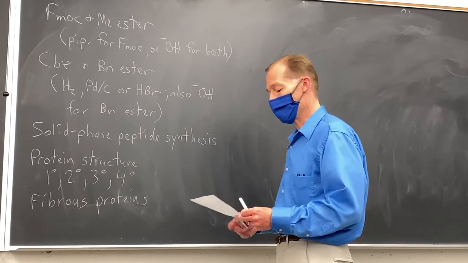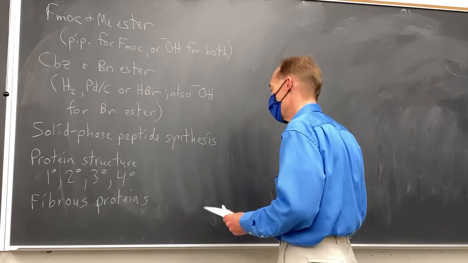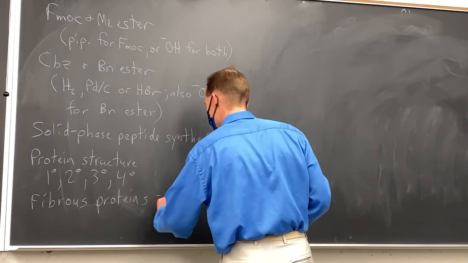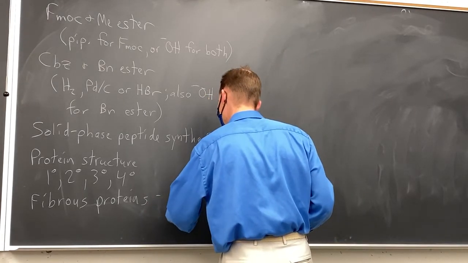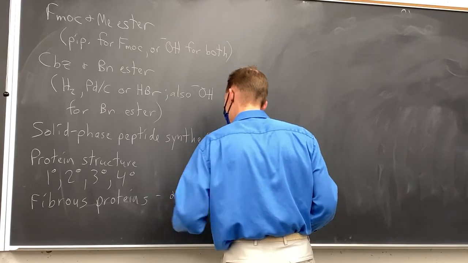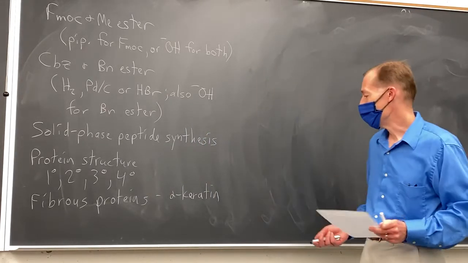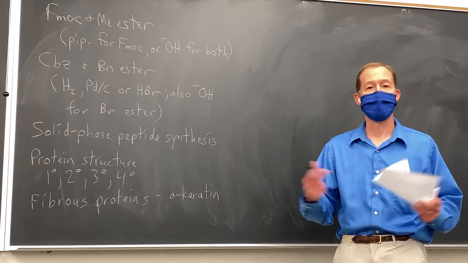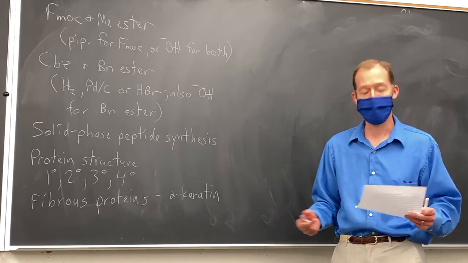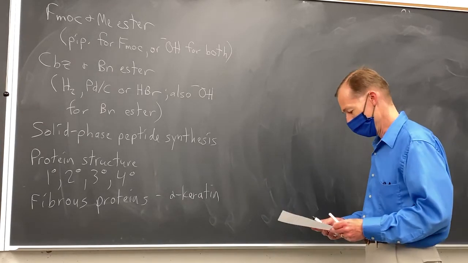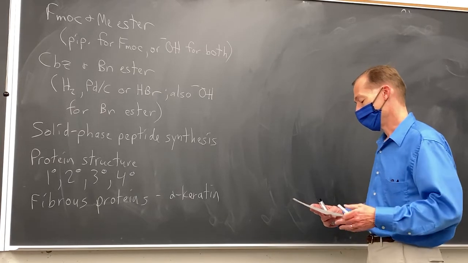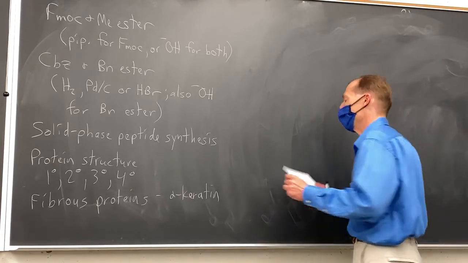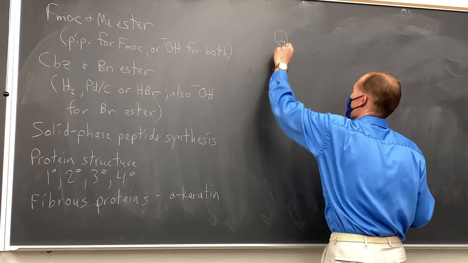Those are the proteins that are insoluble, that form fibers. And alpha keratin was the example that we went over in class. In conjunction with alpha keratin, we talked about the chemistry of a perm and how disulfide bonds play a role in that, the breaking of them, the reforming of them. And then we talked about globular proteins.